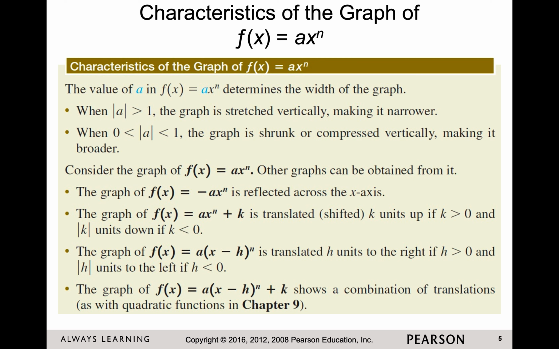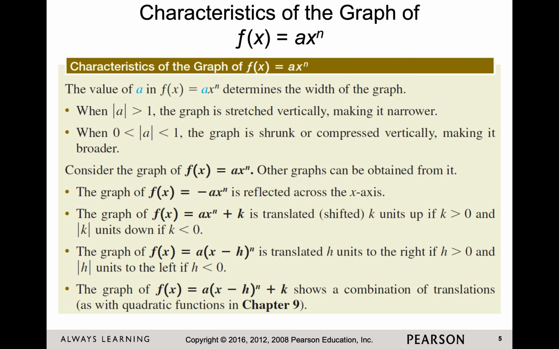If my a value is going to be greater than 1, so the number in front of my leading term, it's going to stretch it vertically, which would be imagining pulling a rubber band taller, which makes that rubber band skinnier and skinnier. If the value is between 0 and 1, I am shrinking the rubber band, making it more broad or more fat. If I put a negative in front, that's going to reflect it across the x-axis.